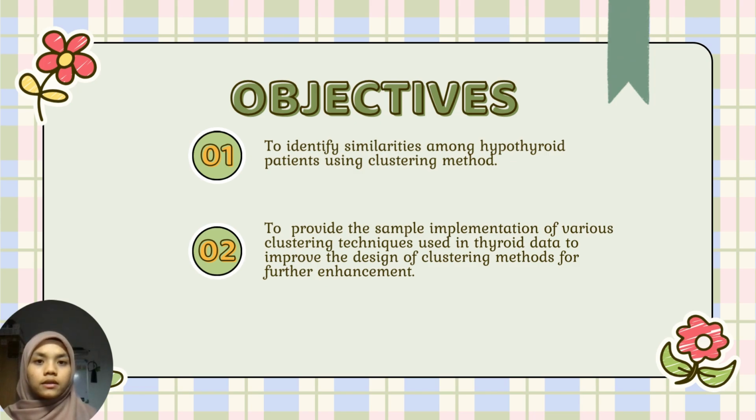We have two objectives for the research. The first is to identify similarities among hypothyroid patients using the clustering method. Second, to provide sample implementations of various clustering techniques used on thyroid data, to improve the design of clustering methods for further enhancement.